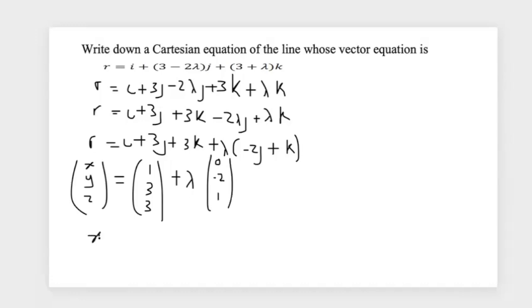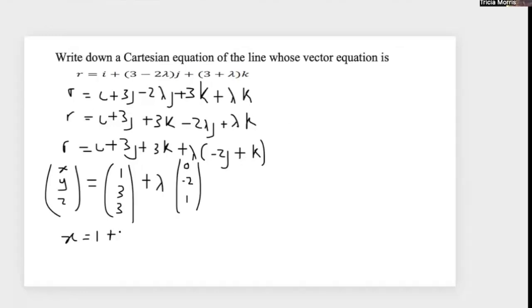So therefore, we have x equal 1, and you can write plus 0 lambda if you want to. It's not incorrect if you do that to assist you when you're doing the Cartesian equation. And then the second one, you're going to take the second row, which represents y. So we have y equals 3 minus 2 lambda. And then the third one will have z equal 3 plus lambda.